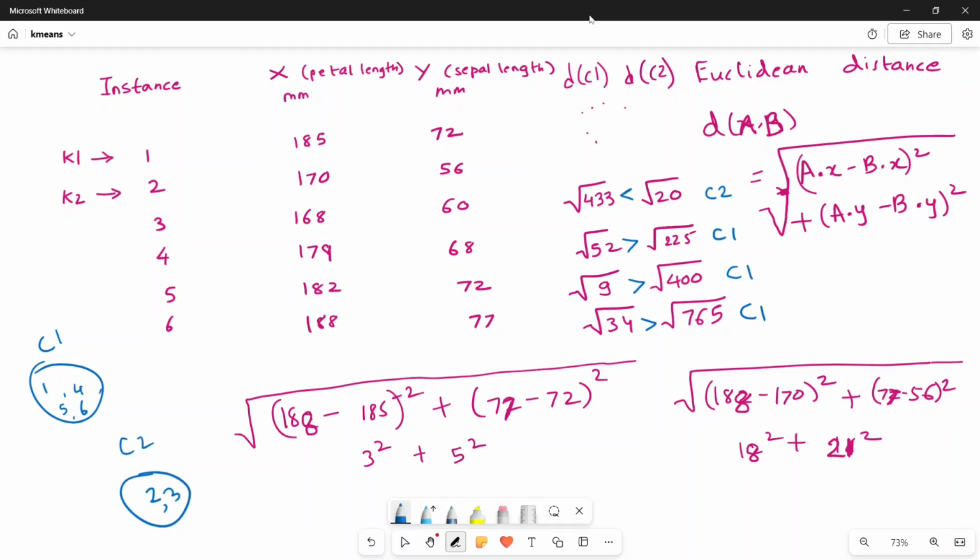Now let's refresh all the calculation. I'll erase some things. Let's remove this part.